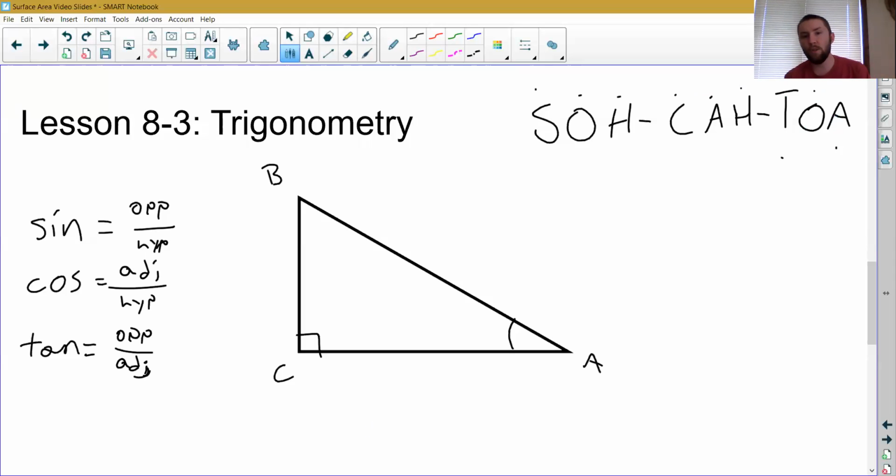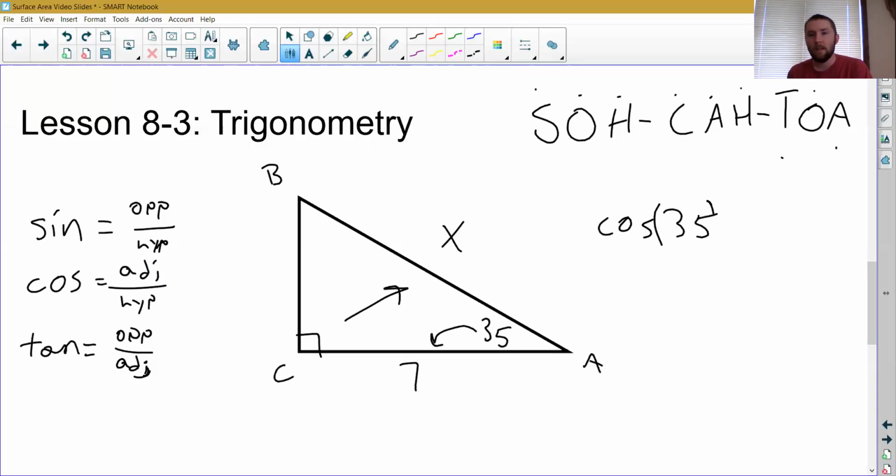Now what that allowed us to do was find missing pieces of triangles. In particular, we were able to find missing side lengths. If, let's say, we knew this angle here was 35 degrees, and we knew this side was 7, and we wanted to find the hypotenuse, we would recognize that the 7 here is the adjacent side. The x is the hypotenuse. Adjacent and hypotenuse is cosine, so we would say cosine of 35 is equal to 7 over x. We would get cosine of 35 as a decimal, put it over 1, and then do our fish method or cross multiplication, and solve for x that way.